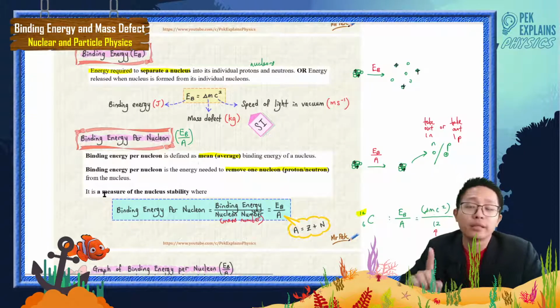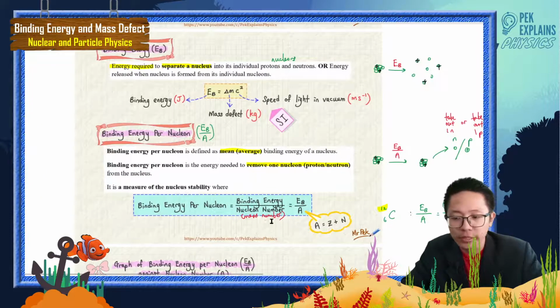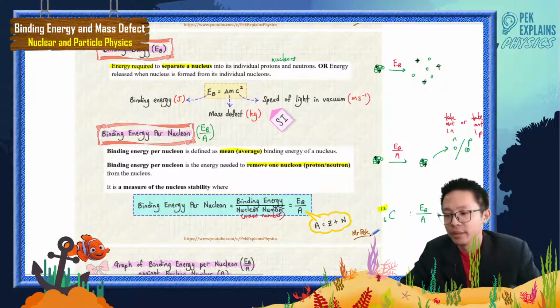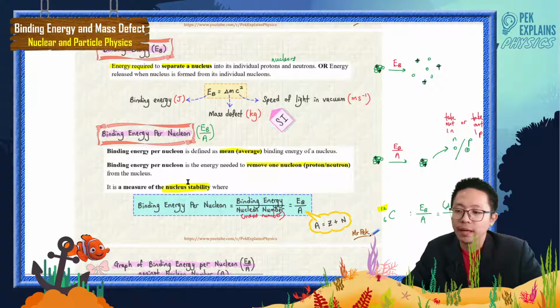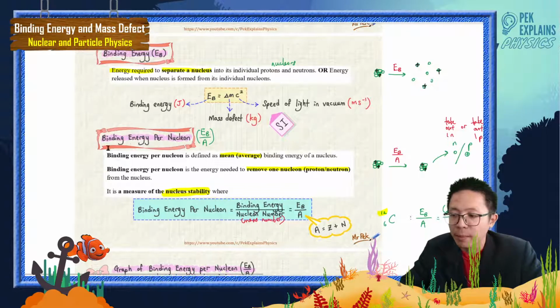This is important. It is a measure of nuclear stability. Why do we need to divide by the nucleon number? It is because we want to talk about nuclear stability. How stable is the nucleus? Can the nucleus decay? Is it radioactive? Is it stable, or will it change to another form of nucleus? All this is regarding binding energy per nucleon. So it is a measure of nuclear stability.